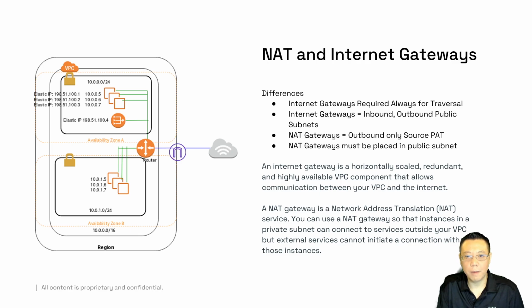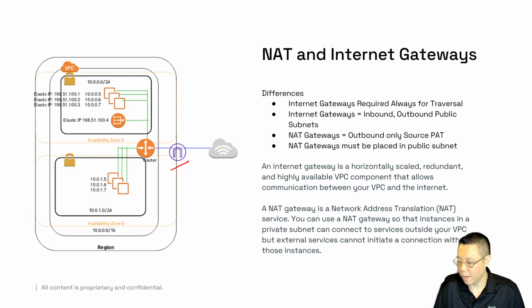Again, we talked a little bit about NAT gateways and internet gateways. Remember that the public subnet always has an attachment to an internet gateway. And remember that you make something a public subnet by having a route table directly route everything, 0.0.0.0/0, to the internet gateway. That's the implicit route. Now, internet gateways are always required for traversal to and from the internet. And of course, internet gateways have inbound and outbound to public subnets.